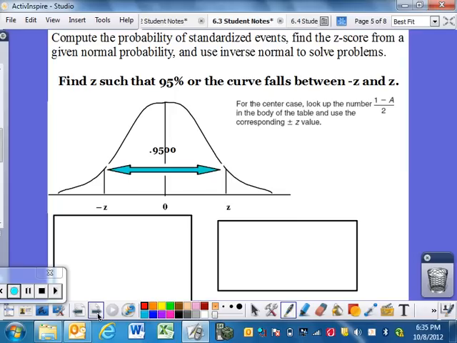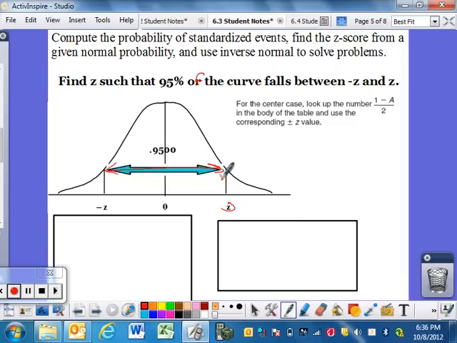Alright, back to notes. Find z such that 95% of the curve, whoops, that's a typo, of the curve falls between negative z and z. All that means is, what are the two z-scores, one negative, one positive, such that 95% of your data falls in between them. So, alright, now how do I do this?